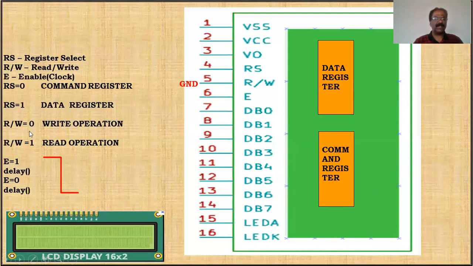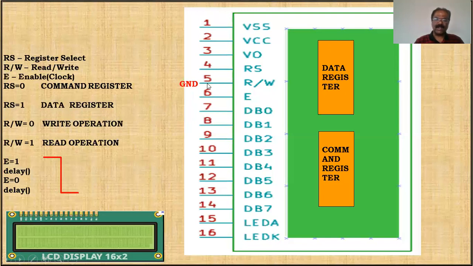So for that purpose, we always connect this R/W pin to ground. What is the meaning of this? R/W is nothing but read/write. If this signal is low, that indicates a write operation. If R/W equal to 1, it is a read operation. Therefore, with the help of this signal, we can either read the data or write the data. In LCD interface, we are talking about write operation. We are writing the information. We are not reading anything from this. That's why we always make this signal equal to low.